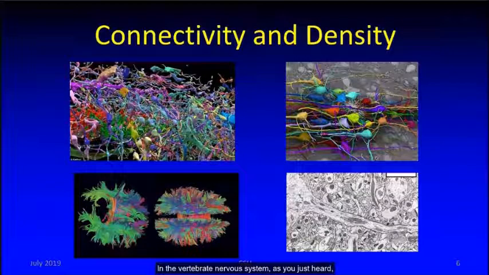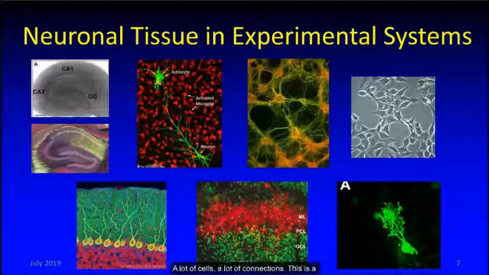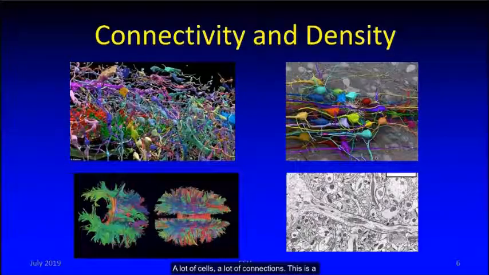In the vertebrate nervous system, we just heard C. elegans had 302 neurons, right? And they have to connect them now, so they know all the connections. You can probably forget this in a higher vertebrate. There are a lot of cells, a lot of connections. This is a reconstruction from an electron micrograph. You see the enormous density of neurons and connections.